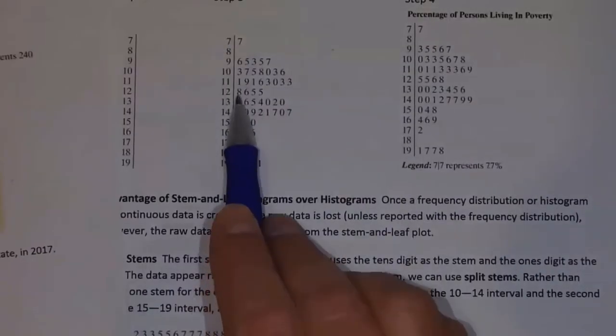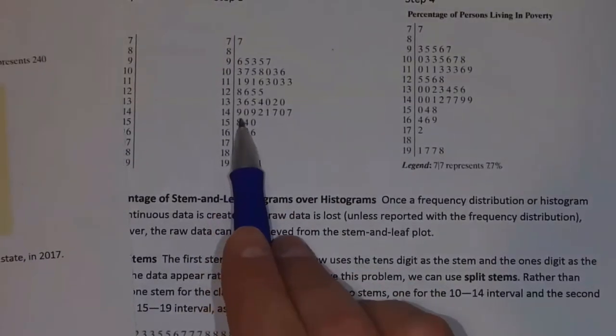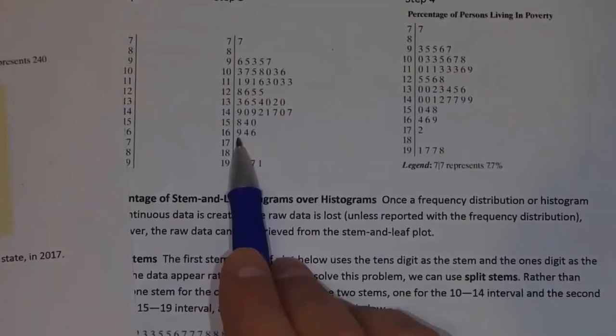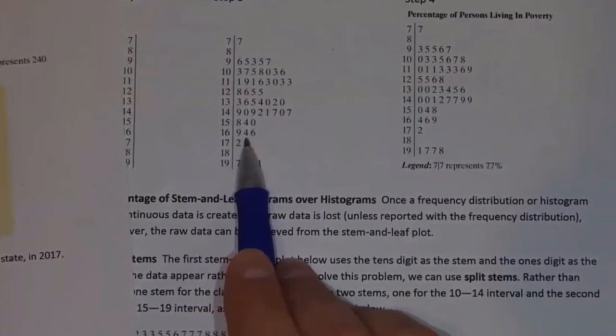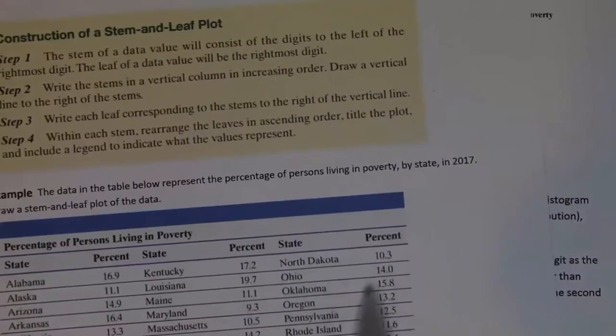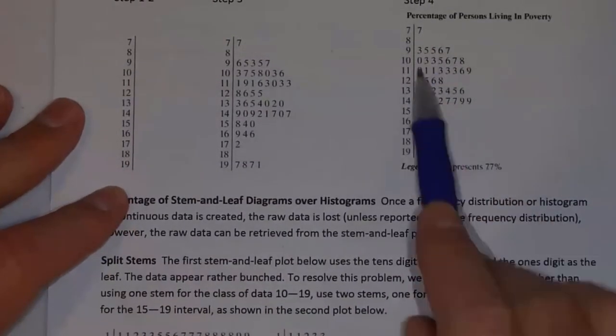Alaska is 11.1. So I put a 1 in the leaves. Arizona's 14.9. So I put a 9 in the leaves. Arkansas 16.4. So I put a 4 in the leaves. Now I already had the 9 there from Alabama, so 4 goes to the right, and so on. So I continue doing that through all of my data, and then we arrange those in order.